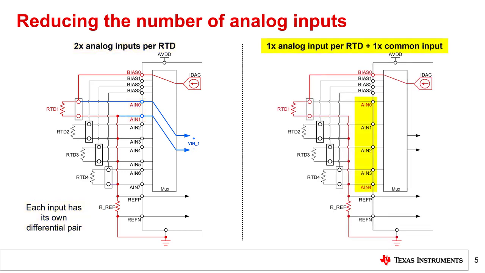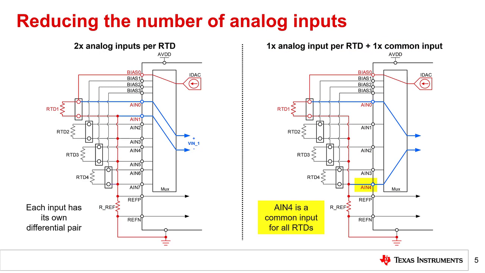However, it is also possible to design this system using a single analog input per RTD, with another common analog input shared by all RTDs. This system is shown on the right. Using a common input is beneficial because it can reduce the number of analog inputs required by the system, thus allowing a lower channel count ADC to be used or enabling more RTDs to be measured. Note that in either case, the number of IDACs required per RTD is the same.